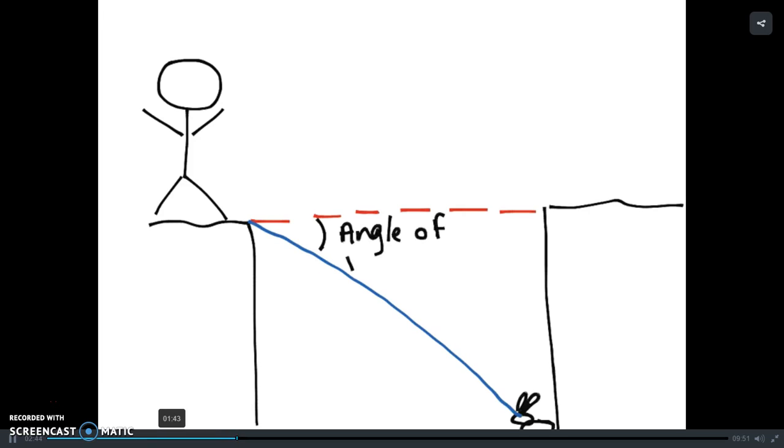Okay, so again, I can't spell depression today. You're going to have a horizontal line, which I've represented with a red dashed line, and then you're going to have an angle that is measured down from that, okay?